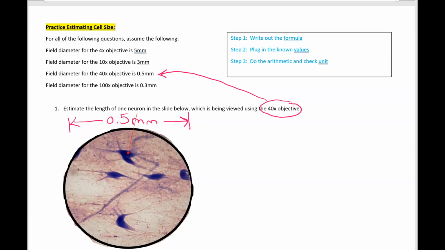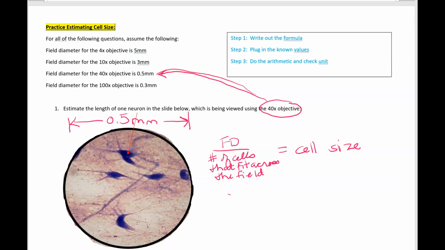And then we'll follow step 1. Write out the formula. So I know from the information given in the problem that my field diameter is 0.5 millimeters. And remember, we found that up here. So I'm going to plug in 0.5 millimeters. And now I have to figure out how many cells do I think fit across this field. So I'm looking at a single neuron here at the end of the red arrow. So I can do this a couple of ways. Visually, I could say, I think maybe 10 cells fit across.